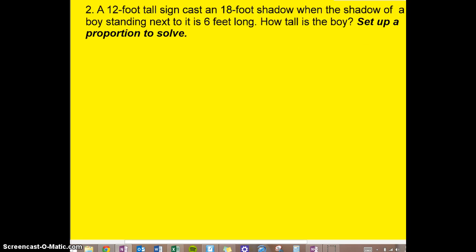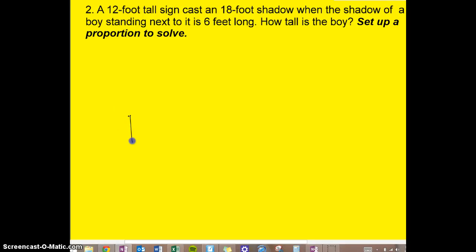Scrolling down to the second problem. A 12-foot tall sign casts an 18-foot shadow when the shadow of a boy standing next to it is 6 feet long. How tall is the boy? So let's draw a picture and then set up a proportion and solve, and you'll be all set for indirect measurement. A 12-foot tall sign casts an 18-foot shadow.